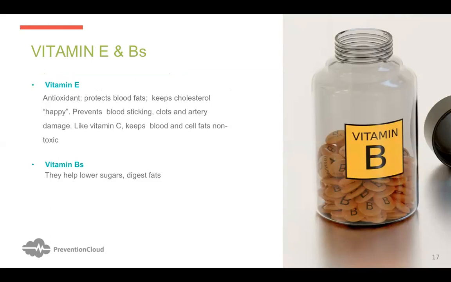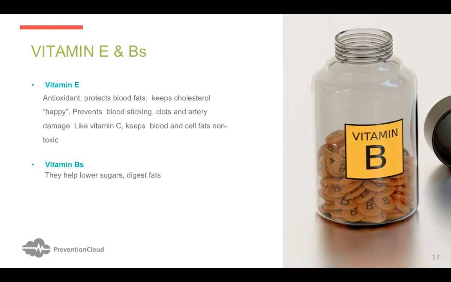So vitamin E, we were talking about that earlier when we were talking about good fats, but this is an antioxidant, and essentially it protects your blood fat. What we mean by that is it boosts your immune system. It widens your blood vessels. It keeps your cholesterol happy, as I like that second point. It prevents that blood sticking by, as I mentioned, widening your blood vessels. Like vitamin C, it keeps your blood cells and your fat non-toxic by not sticking to it.